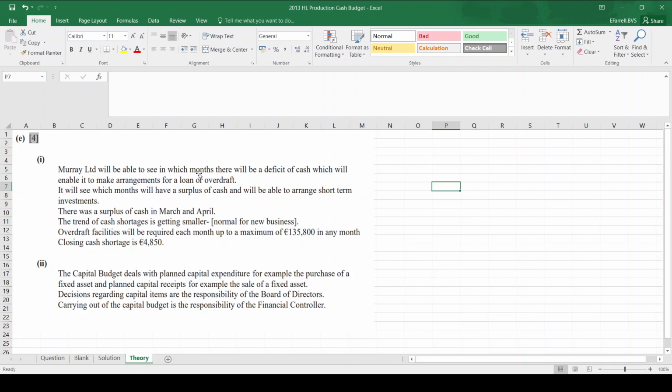The trend of cash shortages is getting smaller, which is normal for a new business, and overdraft facilities will be required each month up to a maximum of 135,800 in any month, and the closing cash shortage is 4,850 at the end of the 4 months. A capital budget deals with planned capital expenditure, for example, the purchase of a fixed asset and planned capital receipts, for example, the sale of fixed assets, so they're not current, they're capital, they're bigger items. Decisions regarding capital items are the responsibility of the board of directors, and carrying out the capital budget is the responsibility of the financial controller. So that's the question finished.